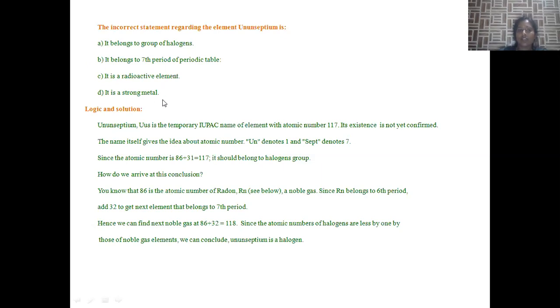It is a strong base or a strong metal. It will not satisfy this statement, because halogen elements are non-metals and are mostly acidic in nature. That's why option number 4 is not satisfied, and the metallic property will not be there for this element. So the incorrect statement will be option number D.